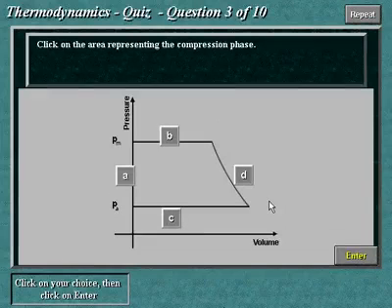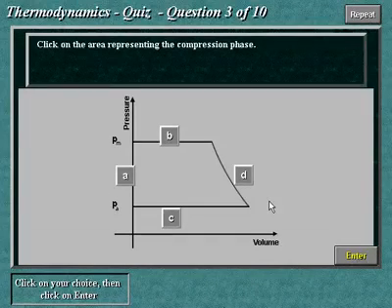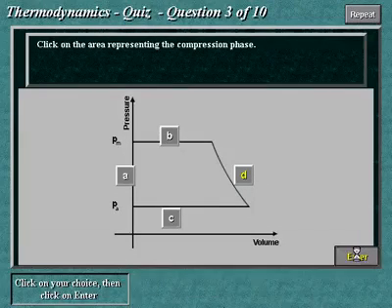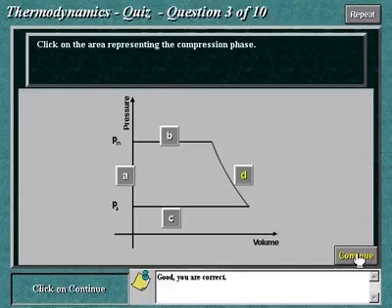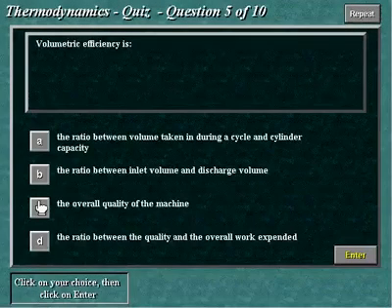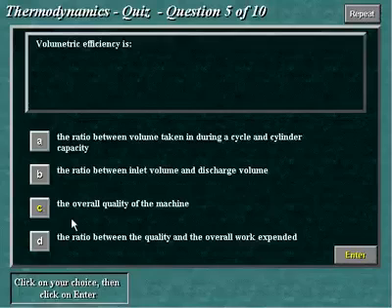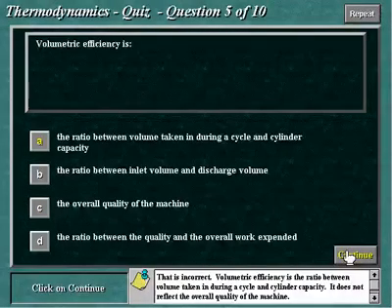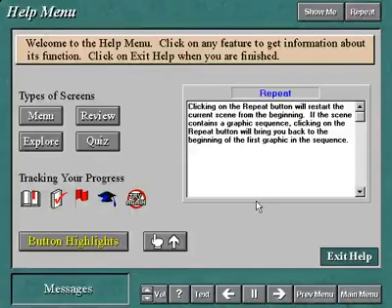Click on the area representing the compression phase. Good, you are correct. Volumetric efficiency is... That is incorrect. The correct answer is highlighted. Click on each topic to learn more.